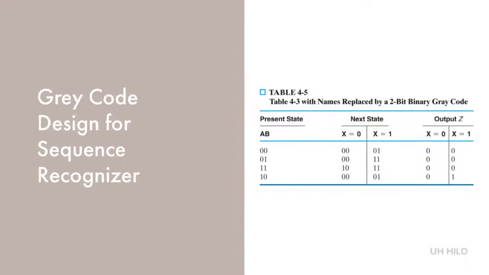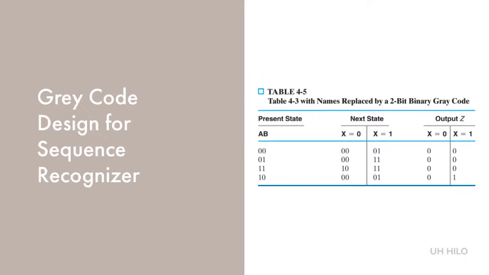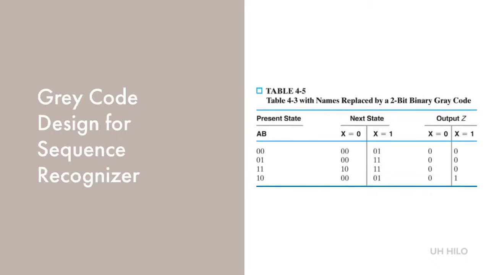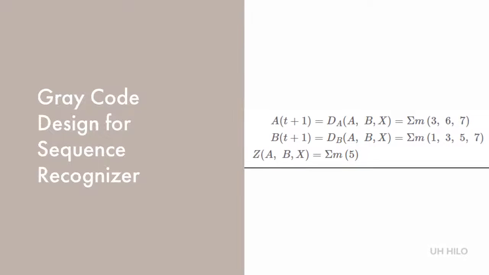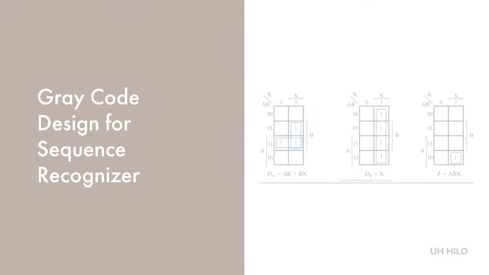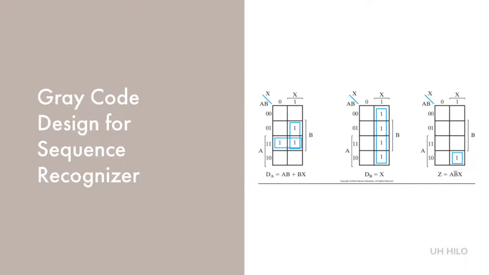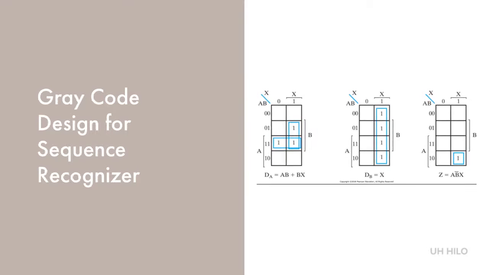The gray code makes it easier for the next state and output functions to be placed on a Karnaugh map. Two flip-flops are needed to represent the four states. We obtain the flip-flop input equations from next state values listed in the table, and the output equation from the values of Z in the table. These equations can be expressed as the sum of minterms for the present state variables A and B and the input variable X. Since we're using gray codes, it's pretty simple to minimize the equations using a Karnaugh map as shown here.